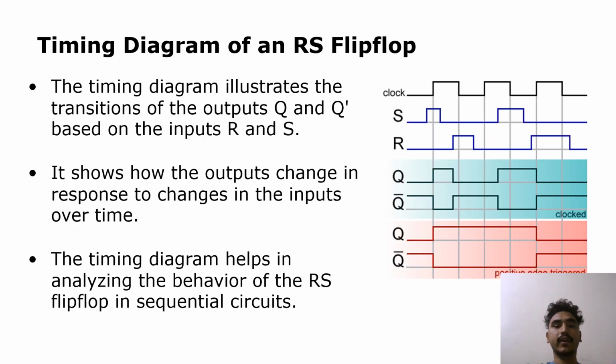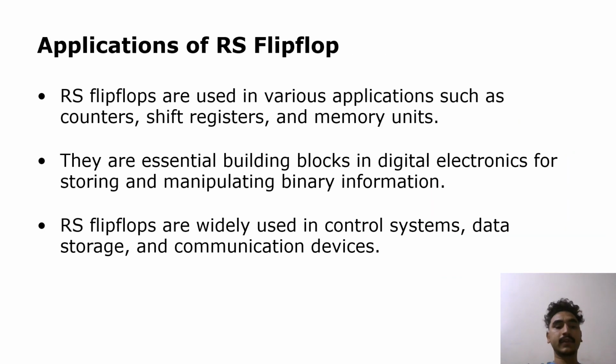The timing diagram of an RS flip-flop is given in this slide. The timing diagram illustrates the transitions of outputs Q and Q dash based on inputs R and S. It shows how the outputs change in response to changes in the inputs over time. The timing diagram helps in analyzing the behavior of the RS flip-flop in sequential circuits.